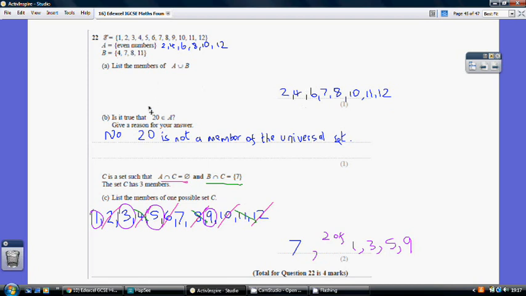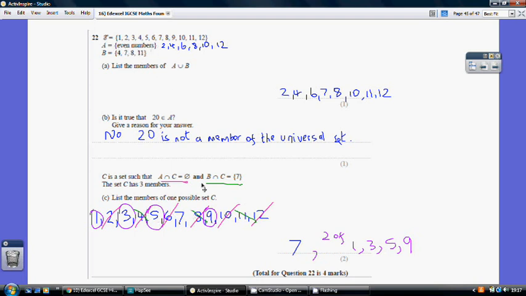Now for part B, we were asked this: is it true that 20 is a member of A? Well, we can see 20 is not a member of A. So we've got to give a reason why it's not. So no, and the reason I'm giving is because 20 is not a member of the universal set. So it is an even number, but it's not an even number in our universal set. It's not one of the even numbers that we're considering.